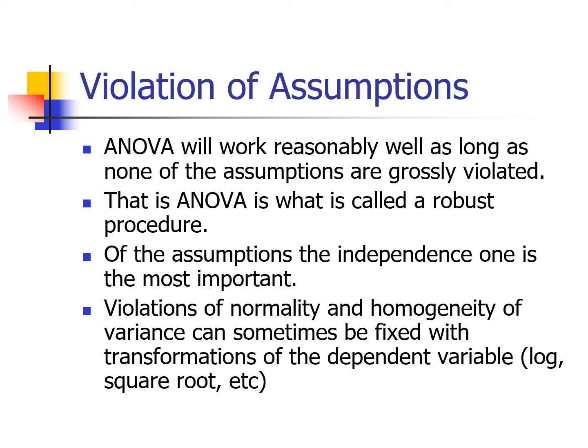Just like with regression, the most important assumption, the one that's most critical, the one that needs to be remedied if in fact it's violated, is the independence assumption. And just like with regression, if we have violations of normality and homogeneity of variance, we want to fix them. They can often be fixed with some type of transformation of the y variable.